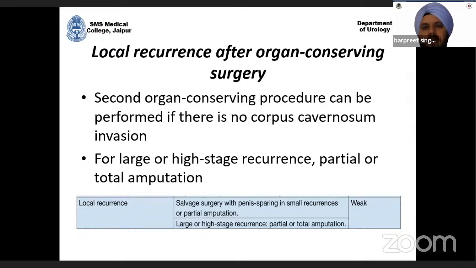After a local recurrence, long-term survival is not affected by the recurrence of the primary lesion. So a second organ conserving procedure can be considered in this patient when the corpora cavernosa is not involved. If these lesions are large or have a high grade recurrence, partial or total amputation can be considered. So the EAU recommends salvage surgery with penile sparing for small recurrences, or partial or total amputation for large, high grade recurrences.